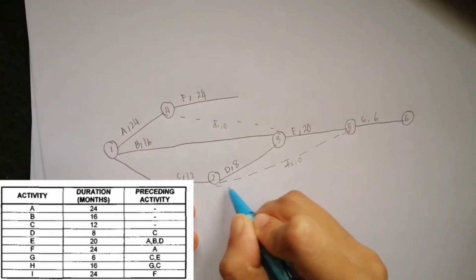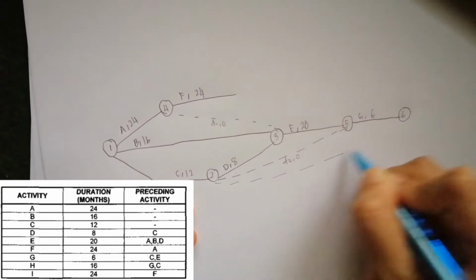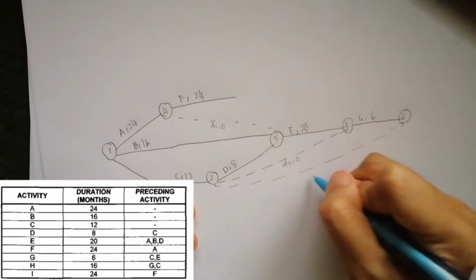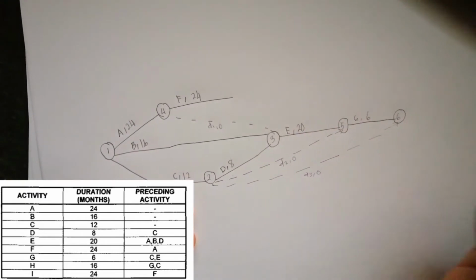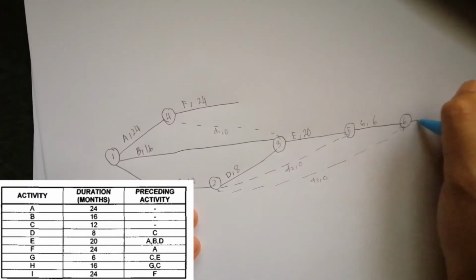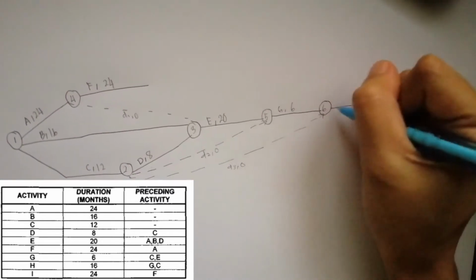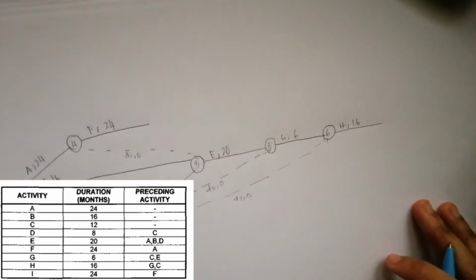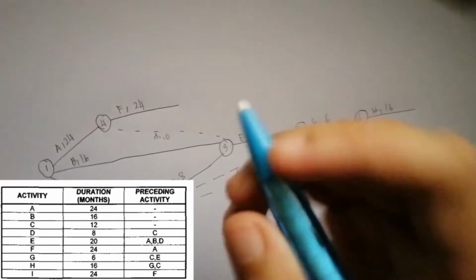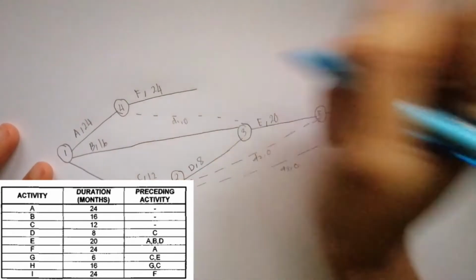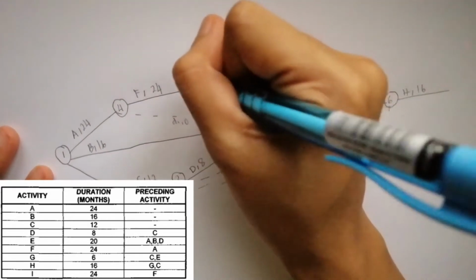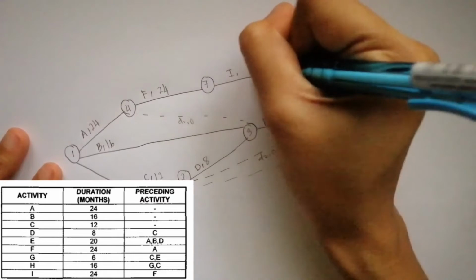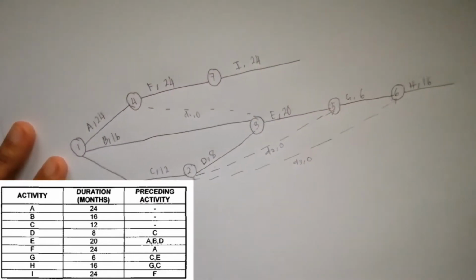and draw the dummy line. So this is a third dummy, and the duration was 0. And draw the line for H, and the duration was 16. Okay, last is I, that comes from F. So put number 7 here and draw the line for I, and put the duration 24 months.